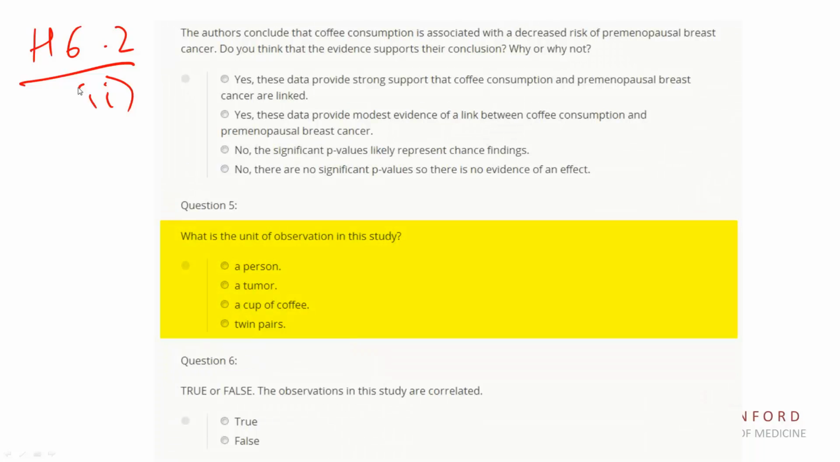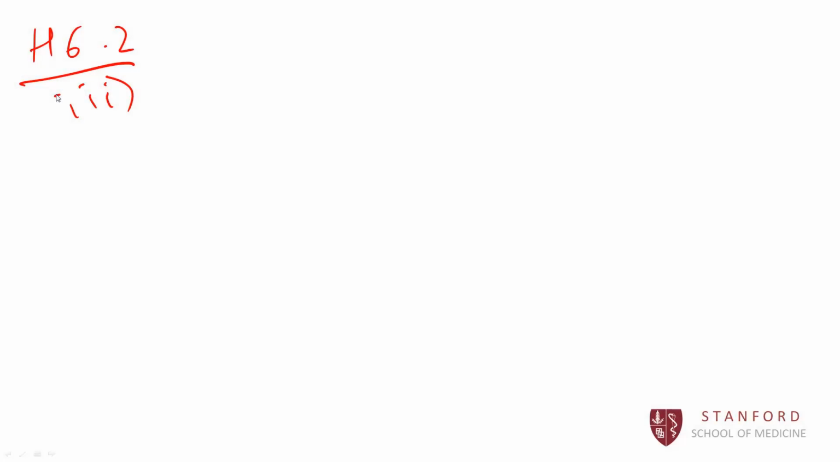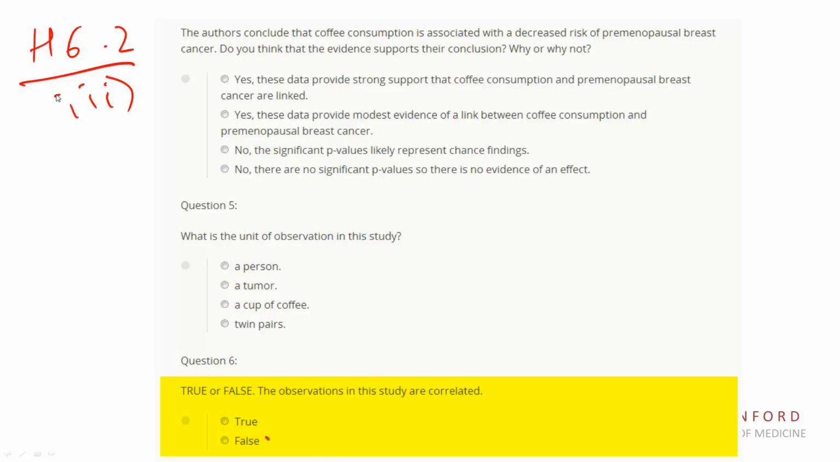Because this study examined individual women, the unit of observation here is a person. The observations in this study are not correlated. This is because this study examined independent women.